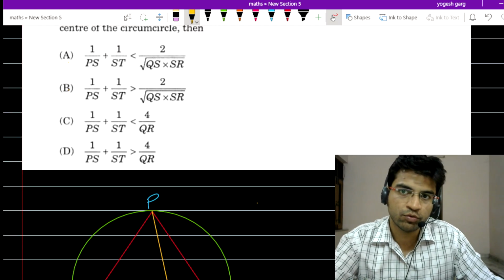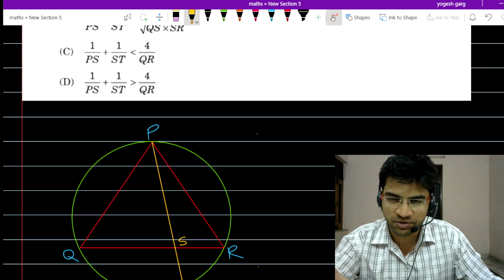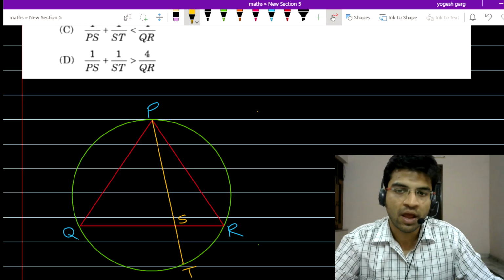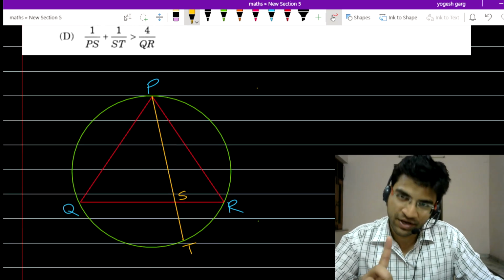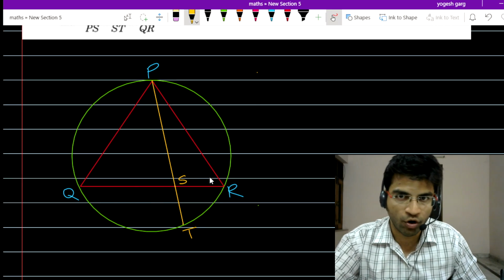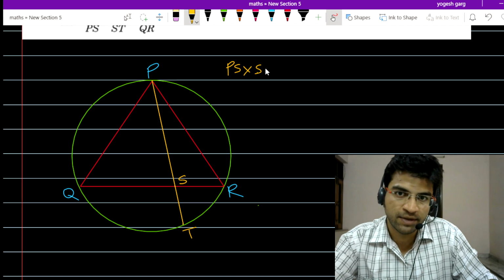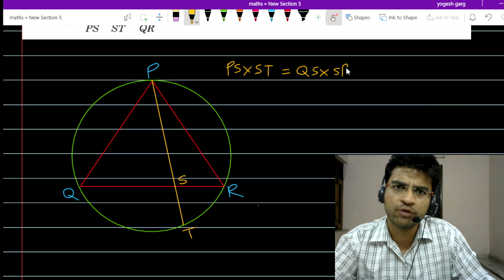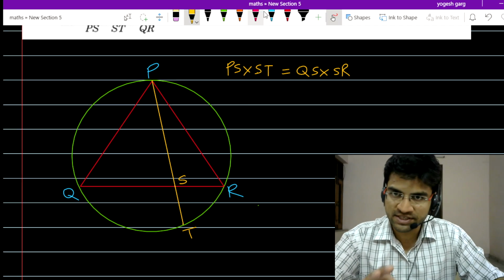Now how to look for this? QS into SR. What is the utility of QR with respect to 1 by PS and 1 by ST? How should we proceed in this question? See, one thing we clearly know, PT and QR are the two chords of the circle, right? And PS into ST will be equal to QS into SR. Now, how can this be true? See, this is the theorem, this is the property.